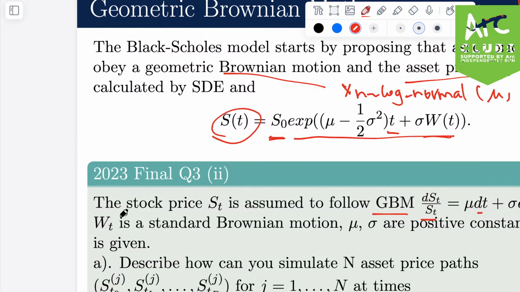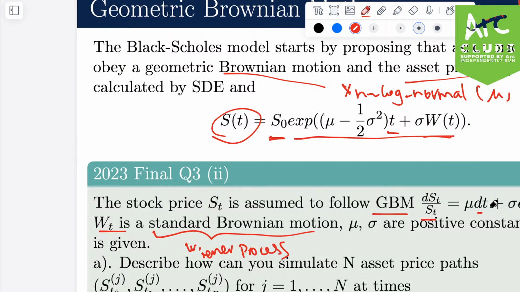So Brownian motion is driftless. WT is a standard Brownian motion, and standard Brownian motion is just a Wiener process. I hope I remember this correctly. Mu and sigma are positive constants, and S0 is given. I think we can also assume that mu and sigma are given.